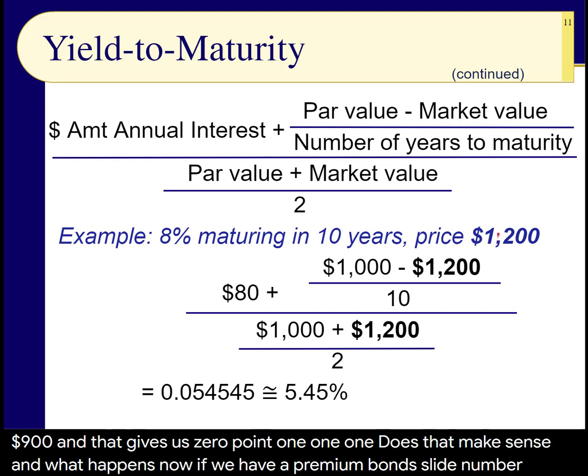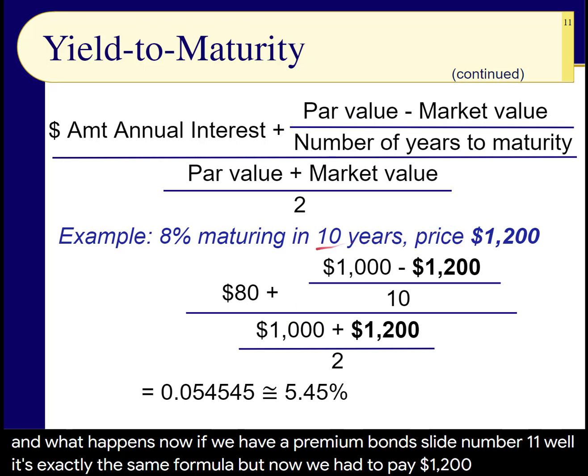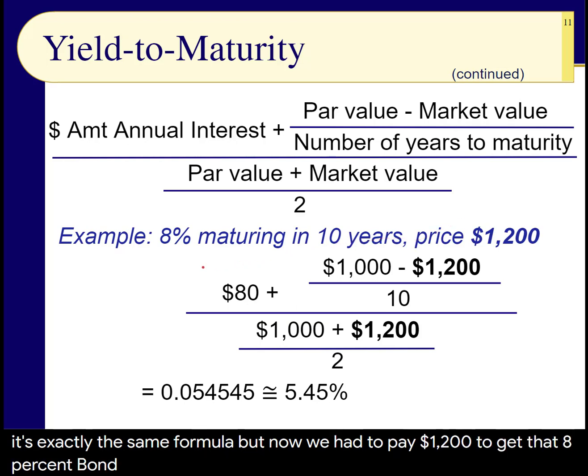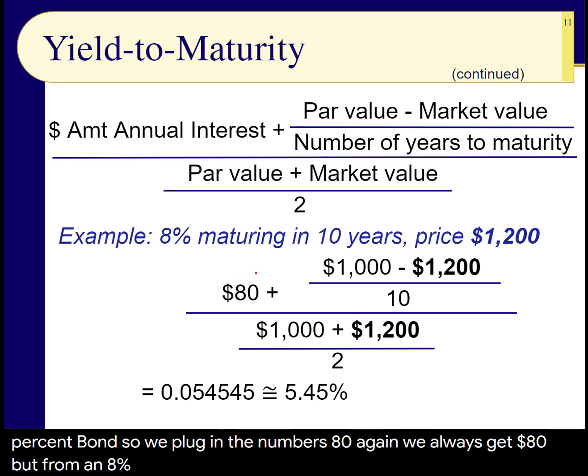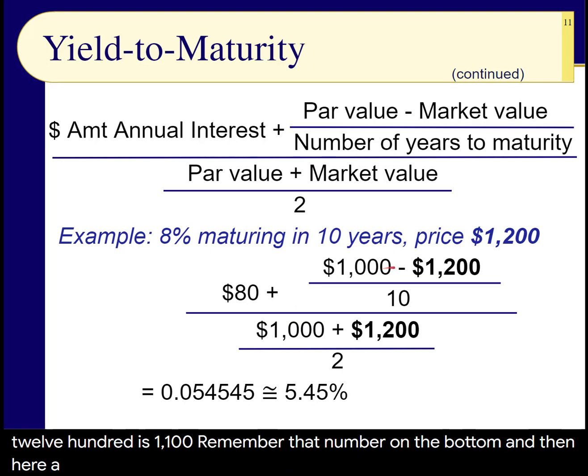And what happens now if we have a premium bond? Slide number 11. Well, it's exactly the same formula, but now we had to pay $1,200 to get that 8% bond. So we plug in the numbers. 80, again, we always get $80 from an 8% bond. But now the average of 1,000 and 1,200 is 1,100. And so we remember that number on the bottom. And then here, 1,000 minus 1,200. Oh no, negative numbers. Oh, you can handle them.